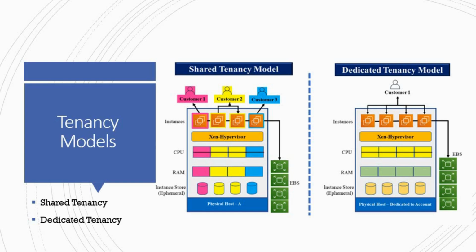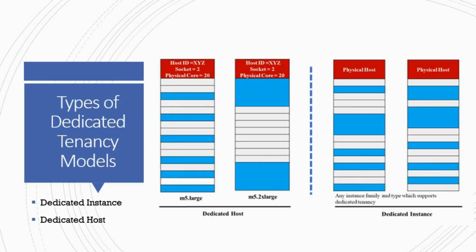The difference in the tenancy model is that shared tenancy is sharing among multiple customers. But dedicated tenancy means it supports just 1 customer. Here you can see the types of the dedicated tenancy model. Dedicated tenancy contains 2 types: dedicated instance and dedicated host.